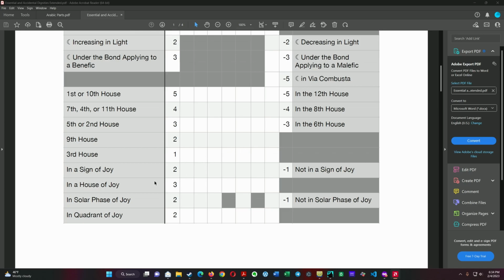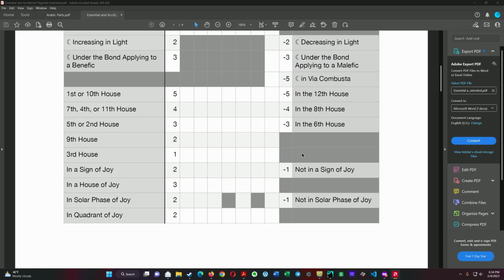And you have joys. I included all of the different types of planetary joys that seem to make sense. So you have the sign of joy, meaning if it's masculine or feminine. Each planet is predisposed to be masculine or feminine. And so if it's in a like sign, it's going to perform better.